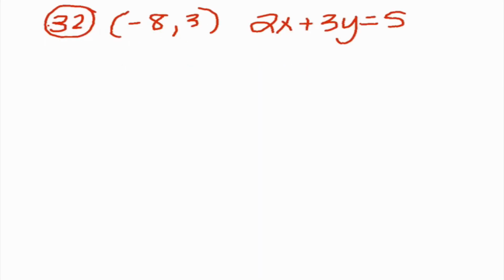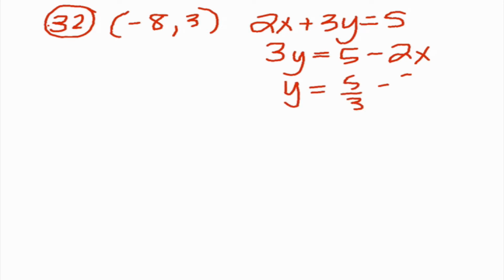Okay, 32 has to do with parallel and perpendicular lines, and a lot of you struggled with this on our quiz. So the first thing I'm going to do is rewrite this equation into slope-intercept form. So I get y equals 5/3 minus 2/3 x. And honestly, all I care about here is that negative 2/3 because that is the slope. We know parallel lines have the same exact slope.